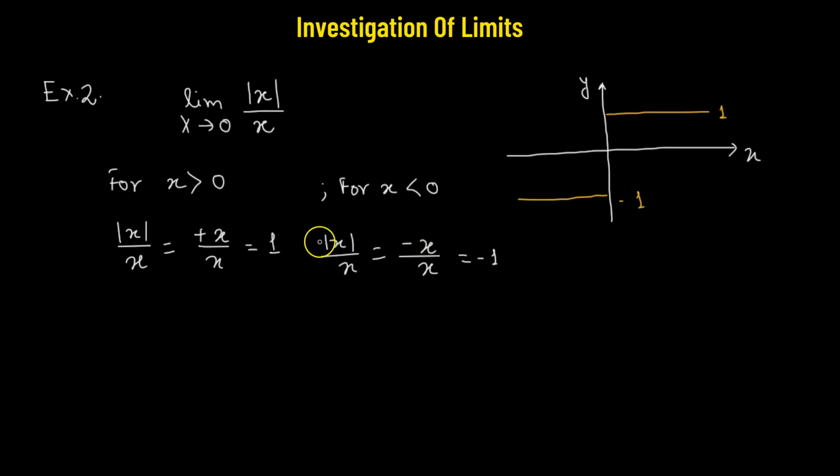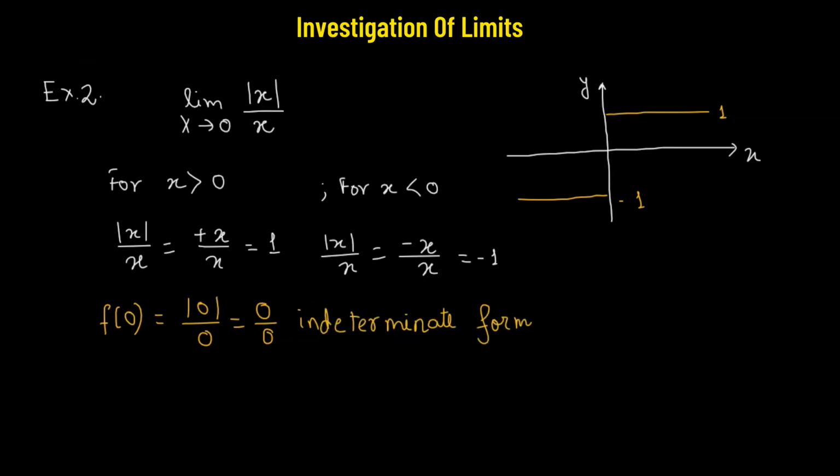Now, the question is, what is the value of this function at x equals 0? If we try to find the value of the function at x equals 0, we will have absolute value of 0 over 0. The absolute value of 0 is simply 0. So we again have an indeterminate form. This simply means that our function does not have any value. It simply blows up at the origin. So it cannot have any value. So that is why I'm representing it with a hole.